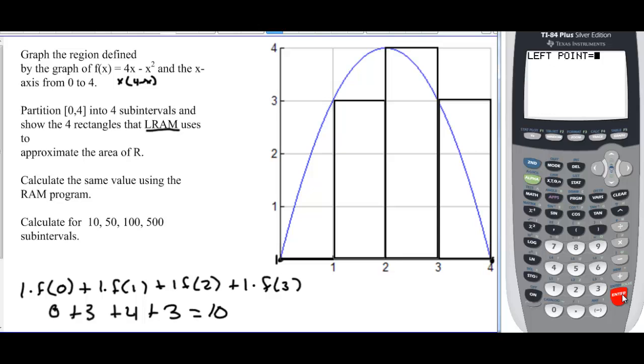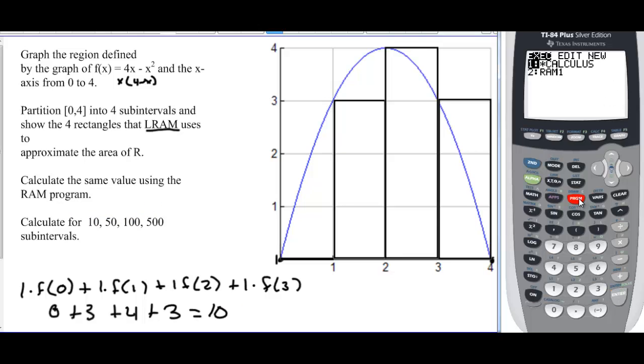Go ahead and run it. The left point is we're starting at 0. The right point is we're ending at 4. The number of subintervals is 4. And it says that the left is 10, and it's kind of cut off a little bit. But left is 10, and that's exactly what we got. Now it says calculate for 10. I did that. 50, 100, and 500.